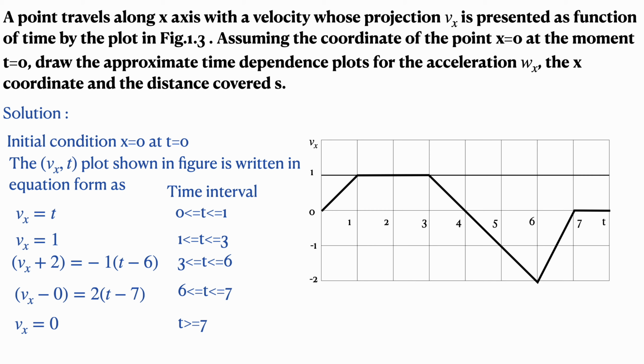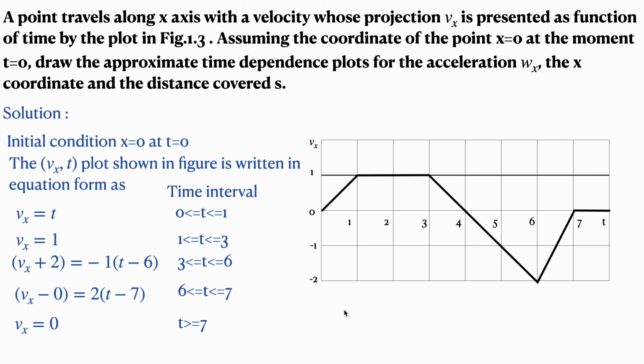A point traverses along the x-axis with a velocity whose projection vx is presented as a function of time by the plot in figure 1.3. Assuming the coordinate of the point x equals 0 at the moment t equals 0, draw the approximate time dependence plots for the acceleration wx, the x coordinate, and the distance covered s.